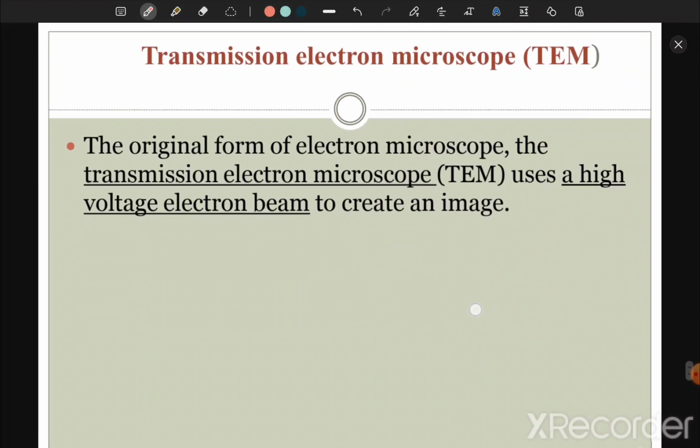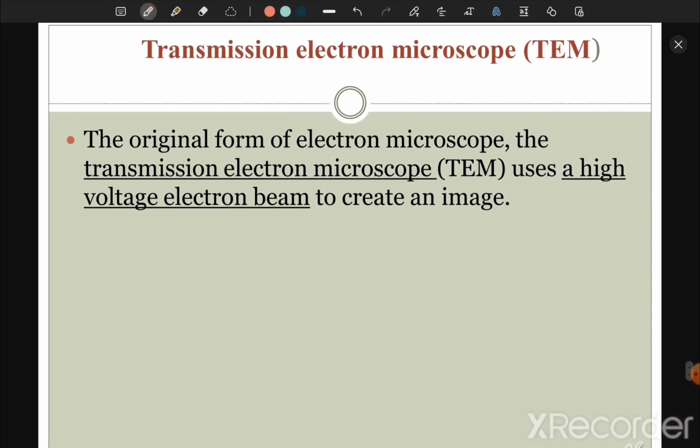The original idea of the electron microscope is an instrument as a microscope where, instead of a light beam or photons, they use an electron beam. So in the two types of the electron microscope, instead of the light source they have an electron gun, which has a cathode. The cathode is a filament of tungsten.